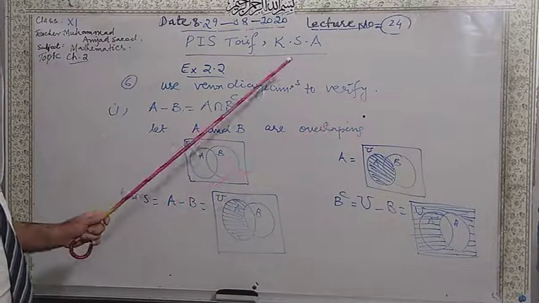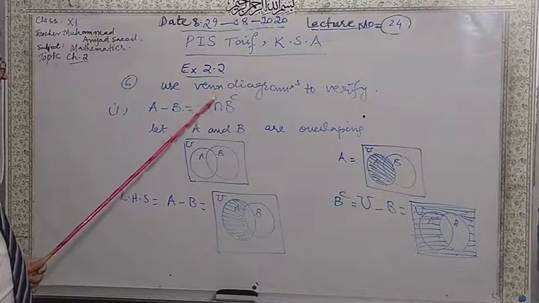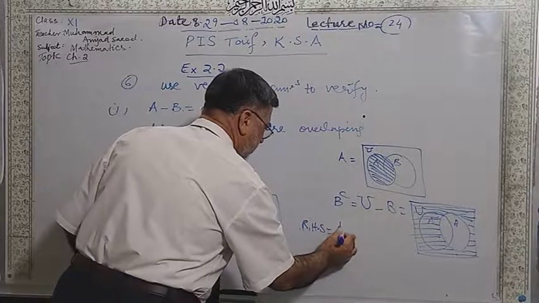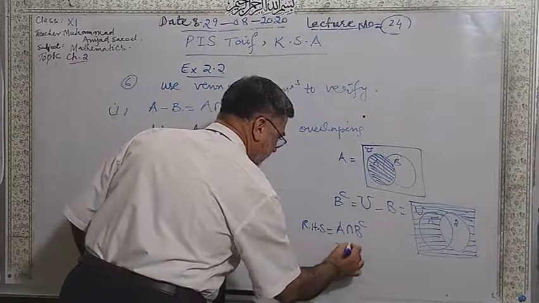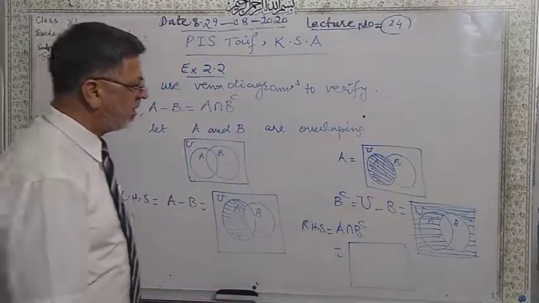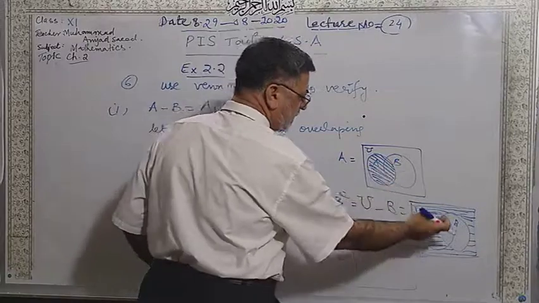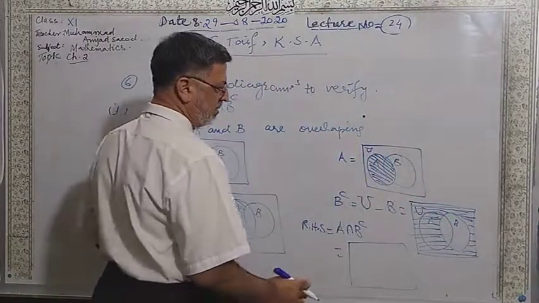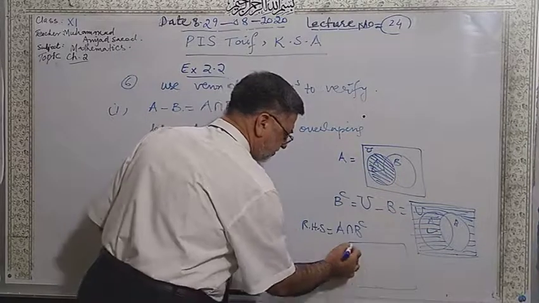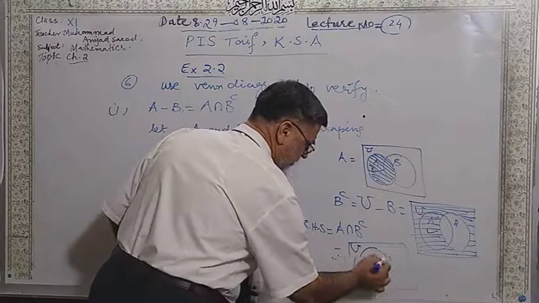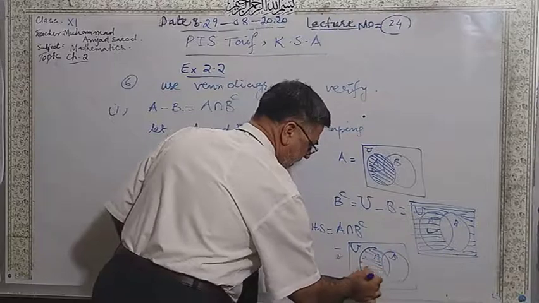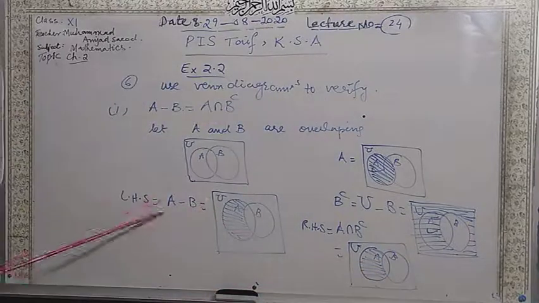Now, the right hand side is their intersection. Right hand side is equal to A intersection B complement. So intersection means the common part of both. This is shaded, this is not shaded. It is not common. Which part is shaded? This shaded and this shaded. A and B, this part is shaded. And you can check your left hand side. This is your left hand side.